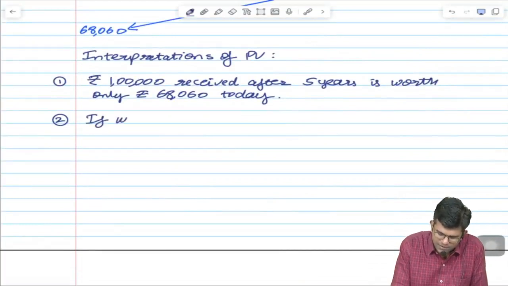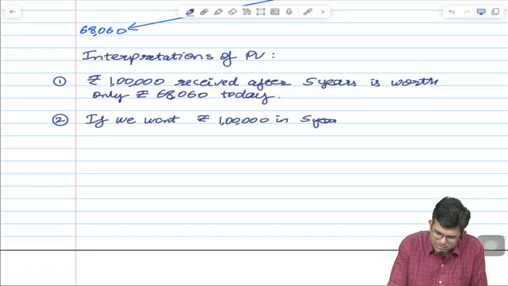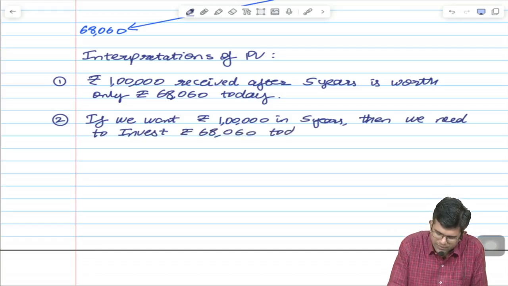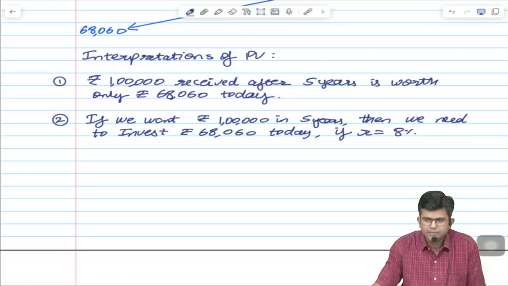So I'll write here: if we want rupees 1 lakh in 5 years, then we need to invest rupees 68,060 today if R equals 8%. Everyone clear?